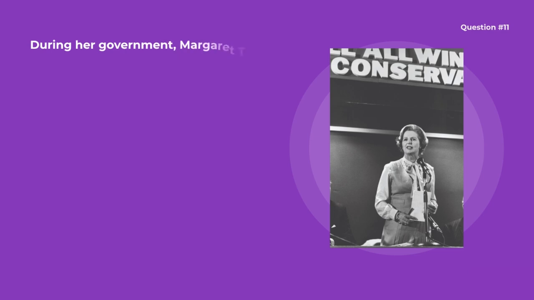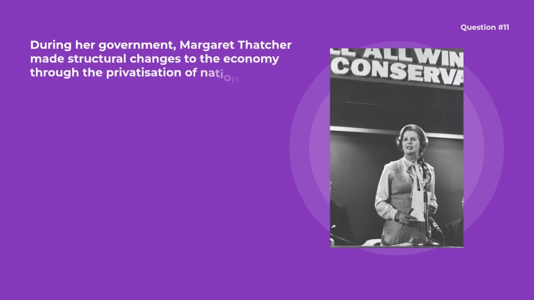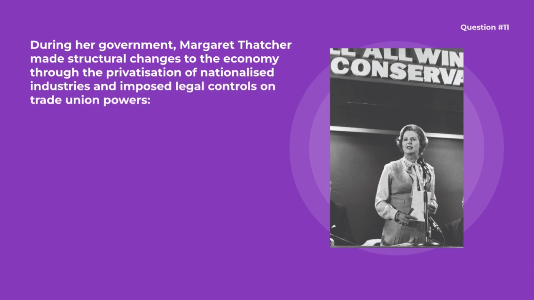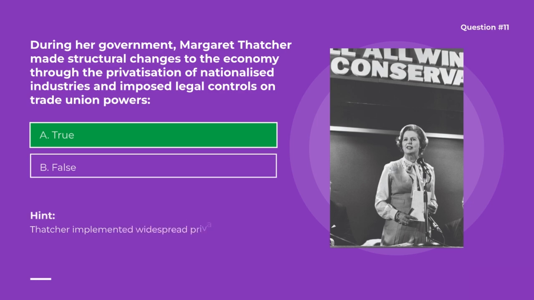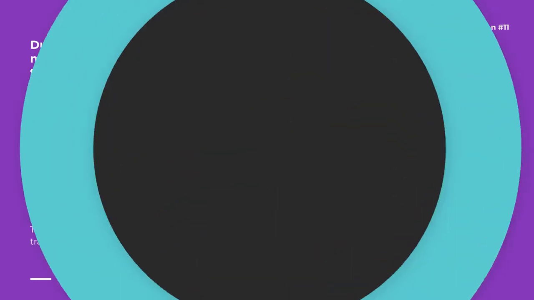Question number 11. During her government, Margaret Thatcher made structural changes to the economy through the privatization of nationalised industries and imposed legal controls on trade union powers. Options are A. True, B. False. Correct option is A. True. Thatcher implemented widespread privatization and trade union reforms.